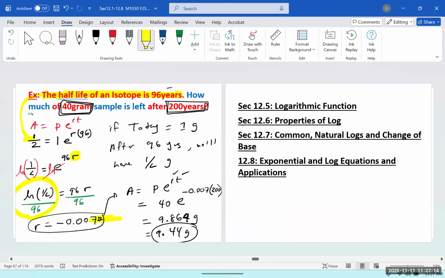And now you're going to go to logarithmic functions. Any question? So all of these are exponential, meaning the variable is on the power, on the exponent. That's why it's called exponential.